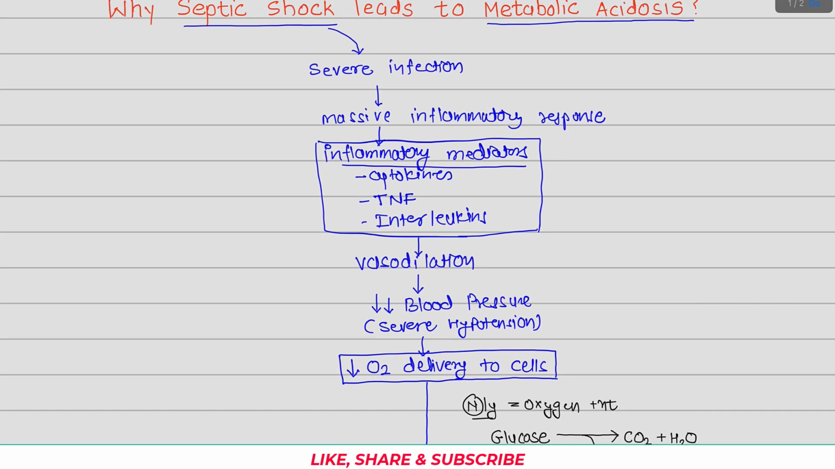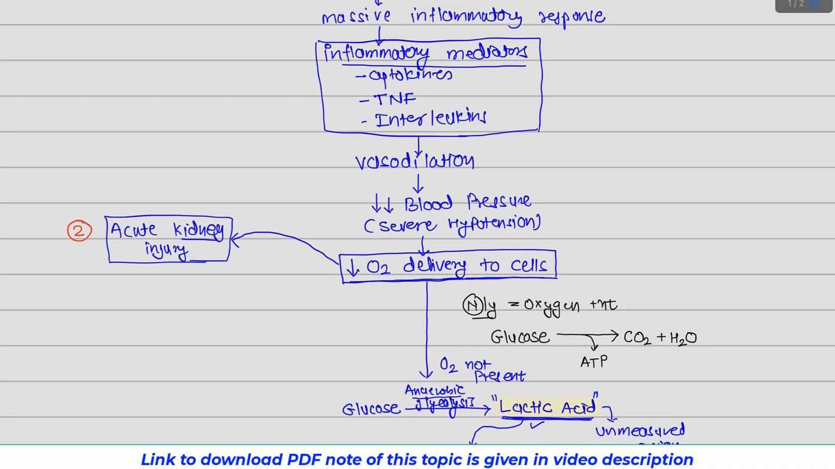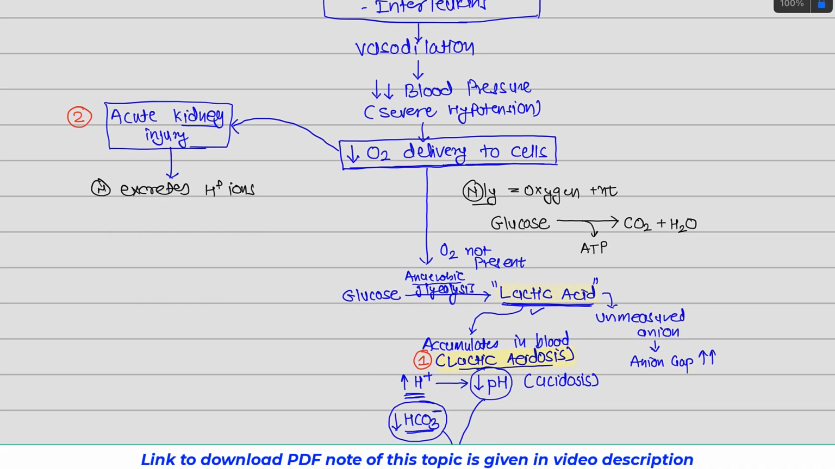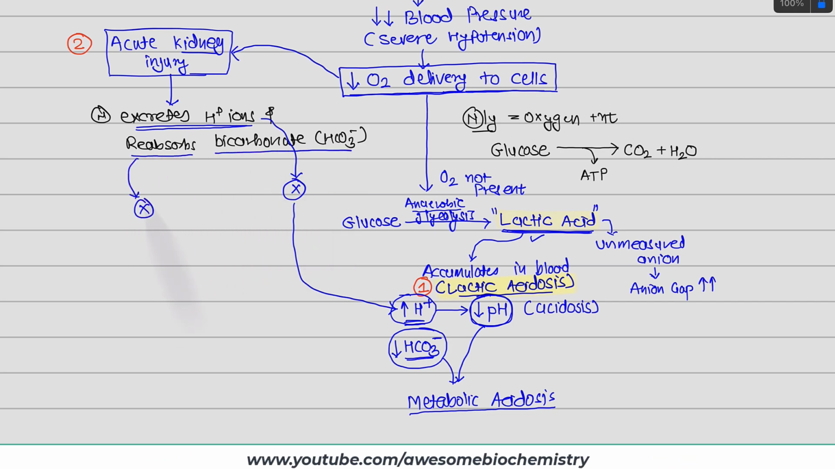Second, septic shock often causes acute kidney injury. This occurs because of decreased oxygen delivery to the cells of the kidney. The kidneys normally excrete hydrogen ions and reabsorb bicarbonate to maintain blood pH. But when kidneys fail, this excretion of hydrogen ion does not occur, leading to H plus ion accumulation, and it leads to decrease in the blood pH. And similarly, failing to reabsorb bicarbonate ion leads to decrease in bicarbonate level in the serum. This further leads to metabolic acidosis.